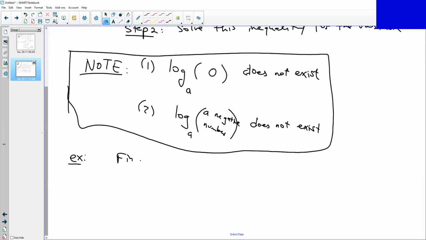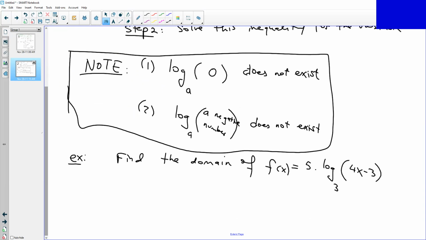Okay, so find the domain of f of x equals, let's say, 5 times log base 3 of 4x minus 3. So that 5 is not going to affect anything. All I need to do is just look at the input. Like I said, the input has to be bigger than 0, and that's all that matters.